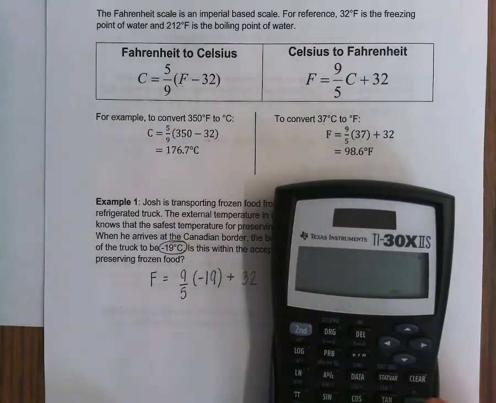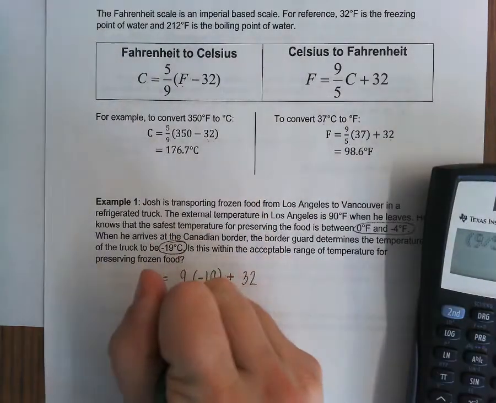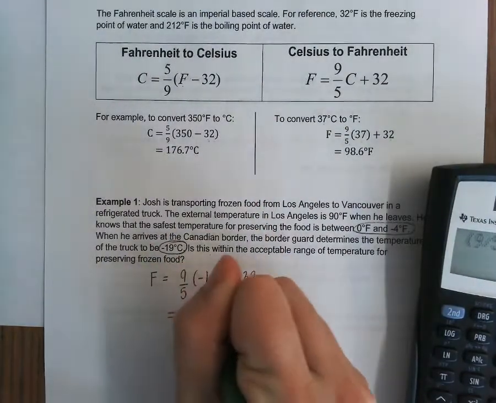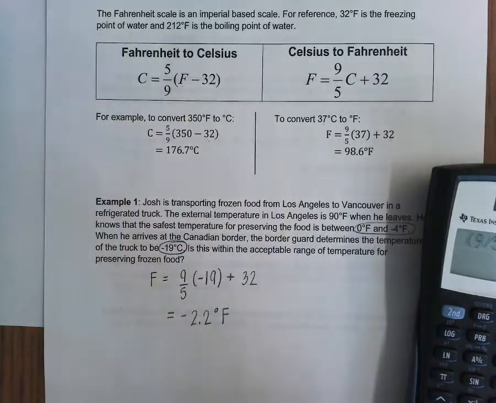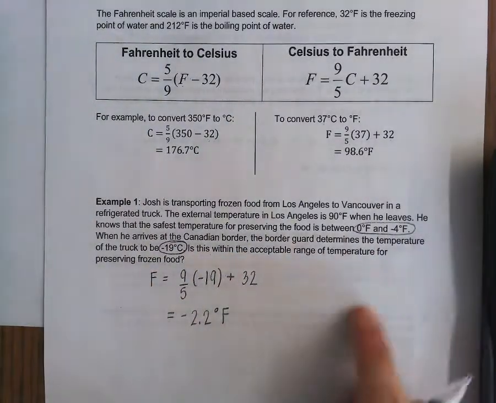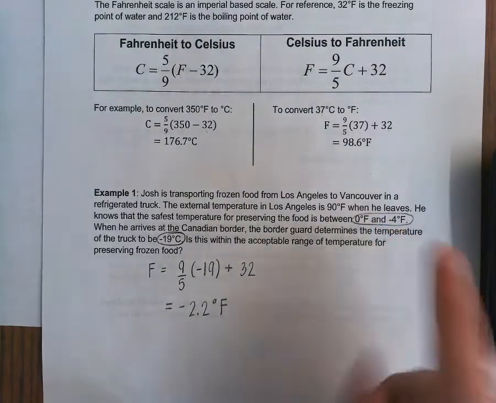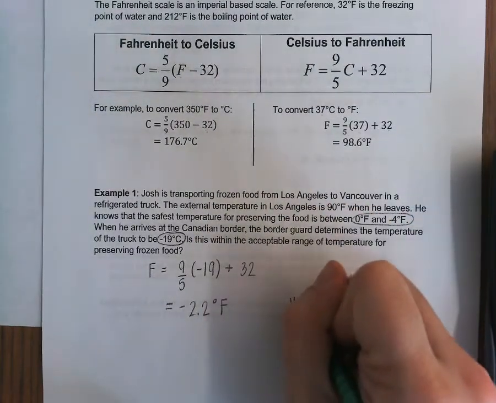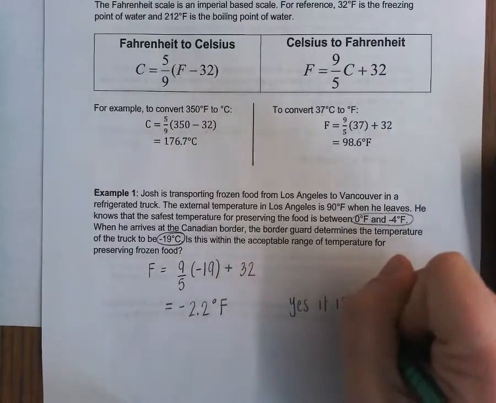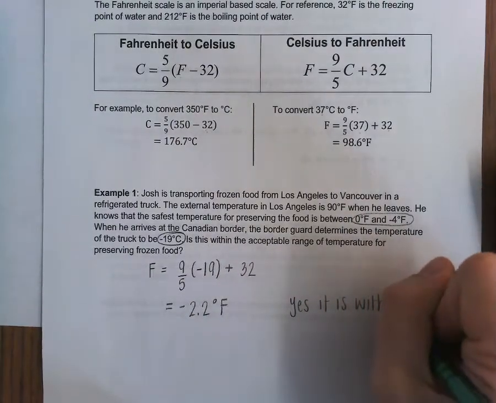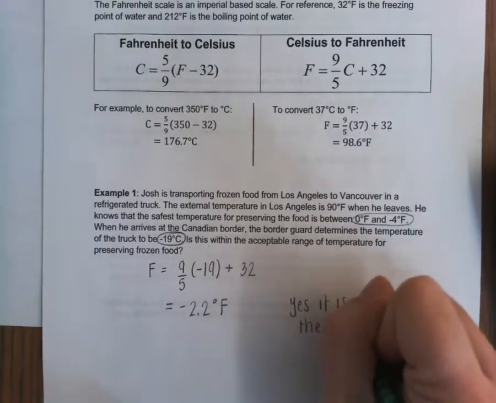So on my calculator, I can put 9/5 in brackets times -19 in brackets, and then plus 32. And it gives me a temperature of -2.2 degrees Fahrenheit. And -2.2 is in between 0 and -4, so yes, it is within the acceptable range.